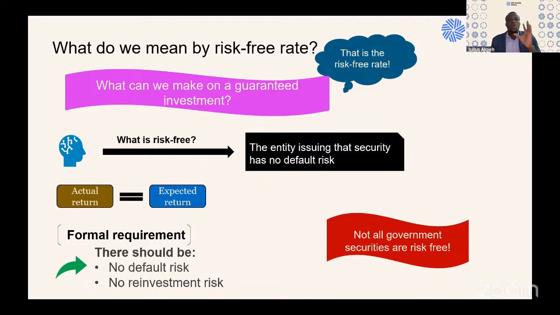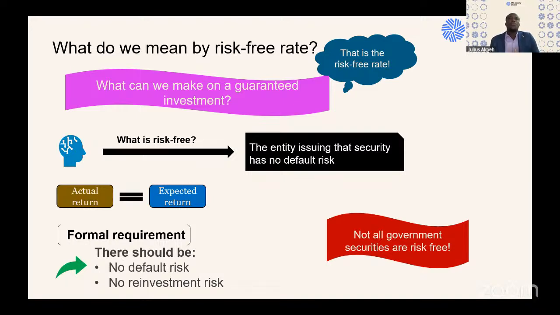Now, what a risk-free rate is, I'm saying here that the entity issuing that security must have no default risk. Not having default risk doesn't mean that it might not have defaulted in the past. You see, the issue of default risk here is a matter of probability. What's the probability that so and so company would default on its debt? What is the probability that so and so country would default on its instrument?